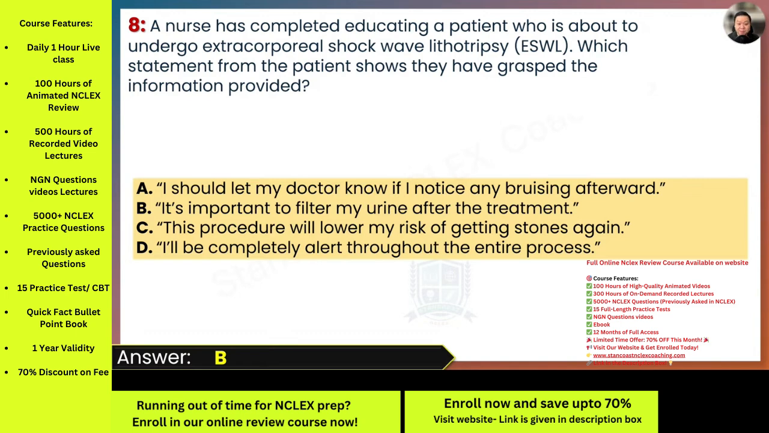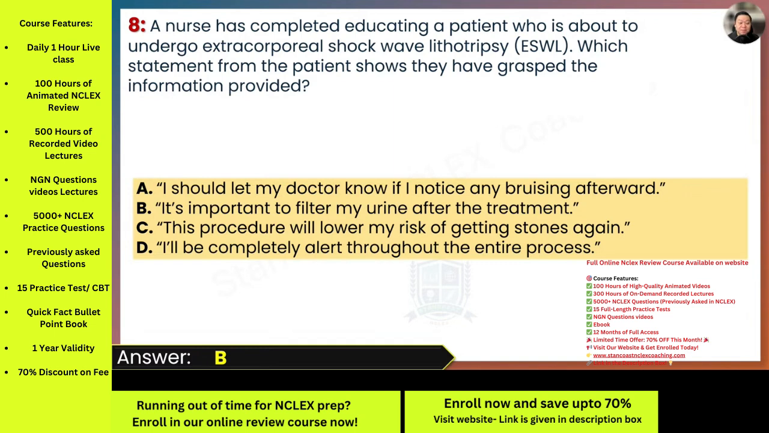And so this is something that does not warrant notification to the medical provider unless it becomes severe or there are signs of any complications. All right. Again, this is an expected finding. Letter C is also incorrect. It states this procedure will lower my risk of getting stones again.